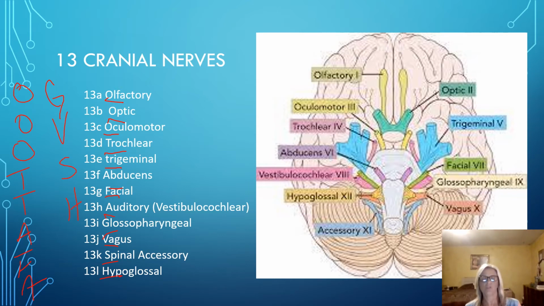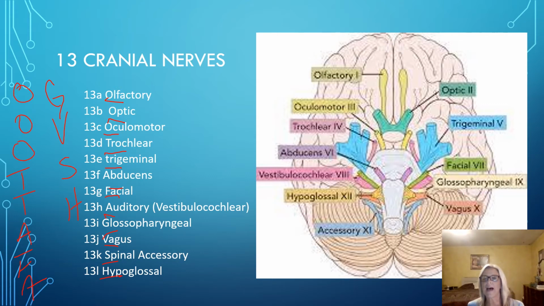All right, and so once you get that down, then you can practice writing the words: olfactory, optic, oculomotor, trochlear, trigeminal, abducens, facial, auditory, which is also known as vestibulocochlear. You need to know both names. Auditory works really well with the mnemonic. Vagus, spinal, accessory. Some people just write accessory, but you got to keep the spinal in there for this mnemonic to work. Hypoglossal. All right. So that's how you learn those, and you want to practice writing those out and putting your Roman numerals in.